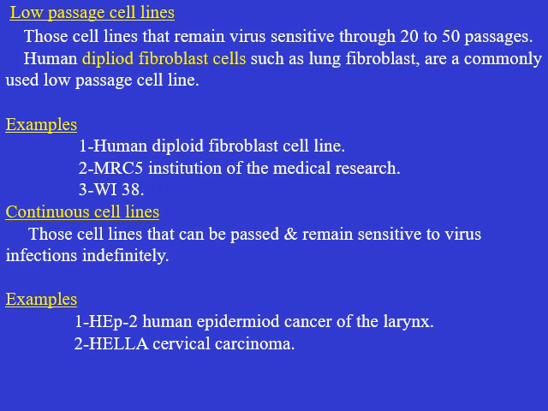So the examples for the low passage cell lines we have: 1. A human diploid fibroblast cell line, MRC5, an institution of medical research, and the third is the WI38.